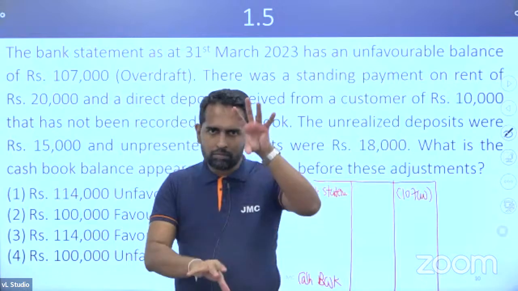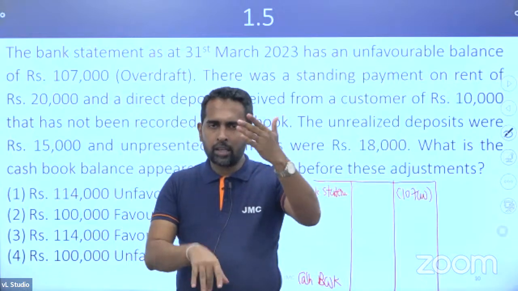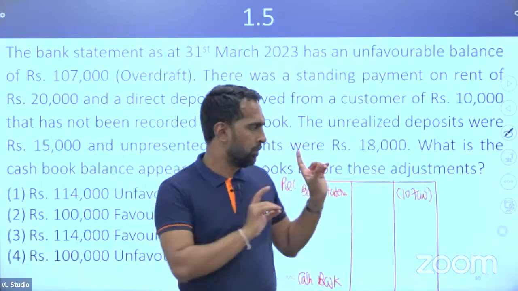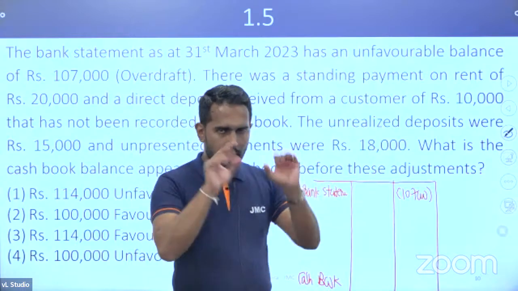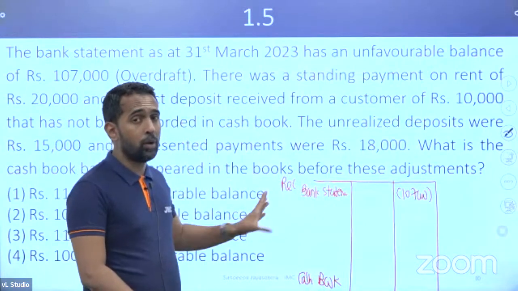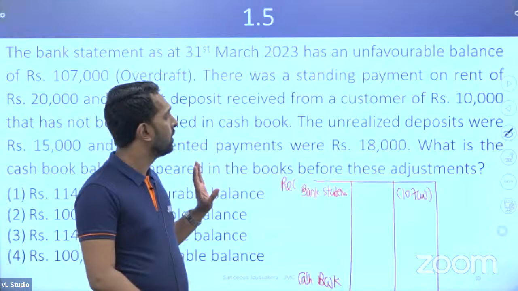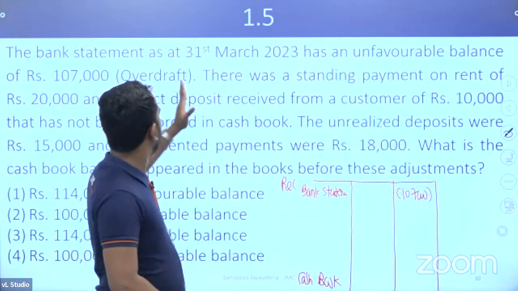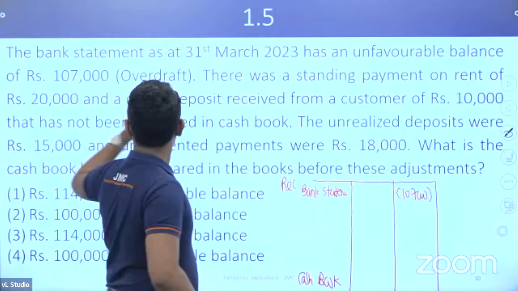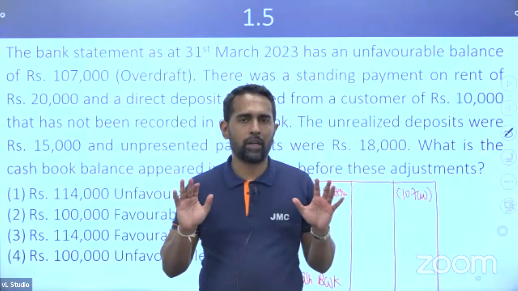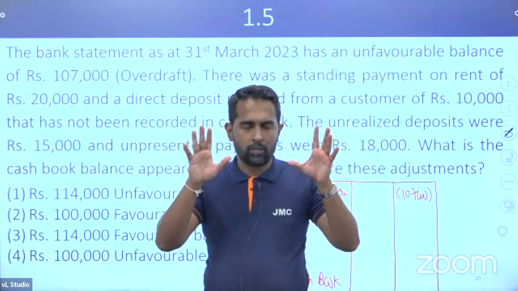Then we'll identify whether it is higher or lower, and then we can make the adjustment here. Let me show you. We'll start with the first one. I told you, forget about it being a bank OD, otherwise it will be a little difficult for you to think. There was a standing payment of rent 20,000. Rent payment 20,000. Now we'll think.